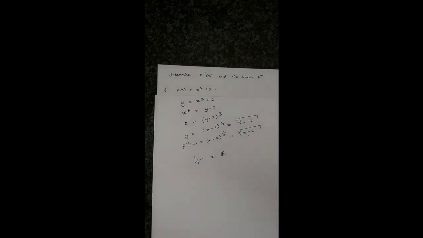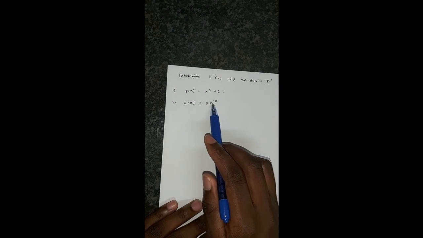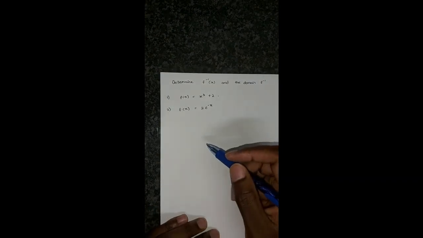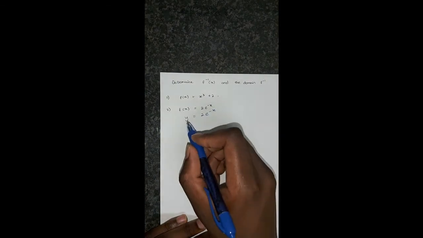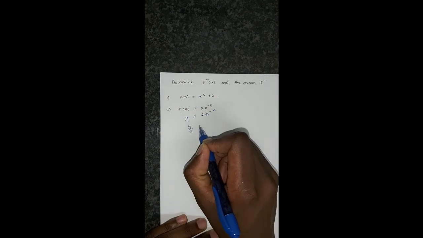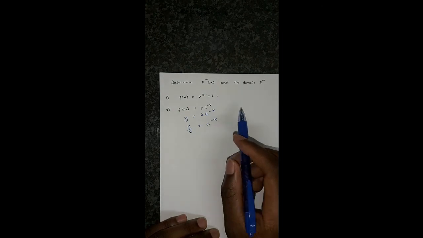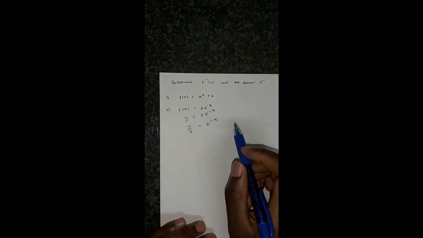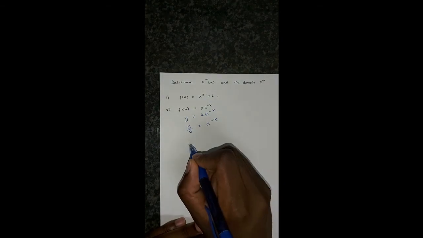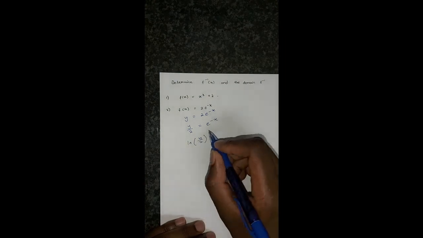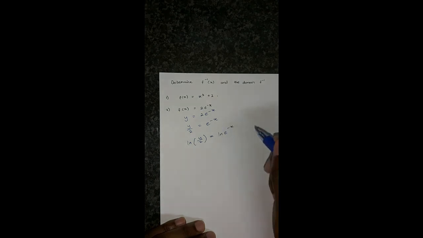Okay, the next one is f of x being equal to 2 times exponent of negative x. Okay, so first step, y is equal to 2 exponent of negative x. Okay, then y over 2 is equal to exponent of negative x. So now to make x the subject, we're going to use the natural logarithmic function. So it's ln. So I'm going to put ln on both sides. So it's ln of y over 2 being equal to ln exponent of negative x.